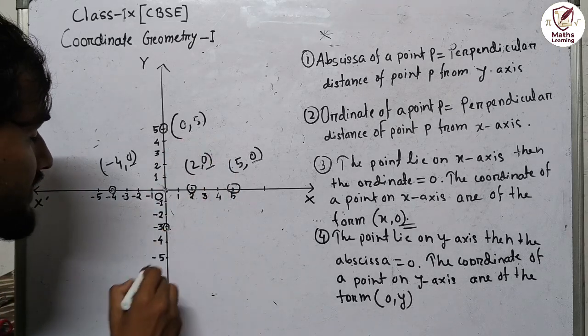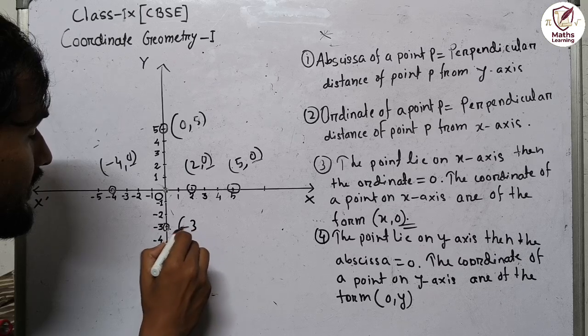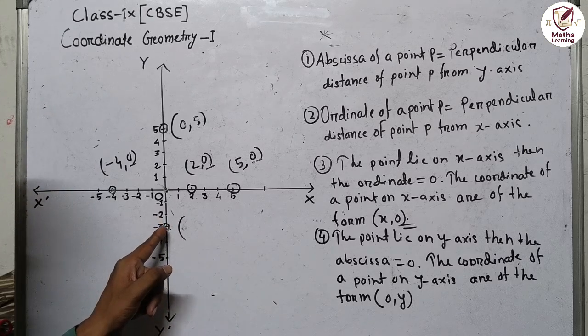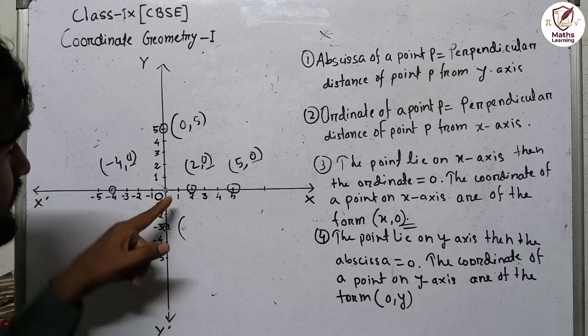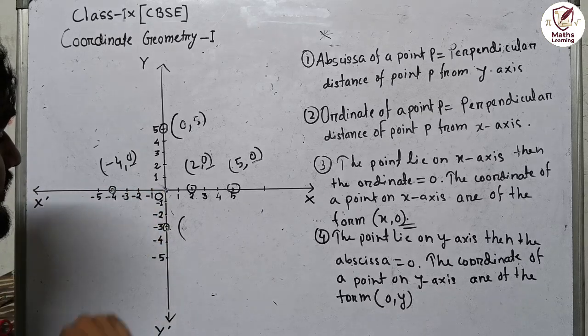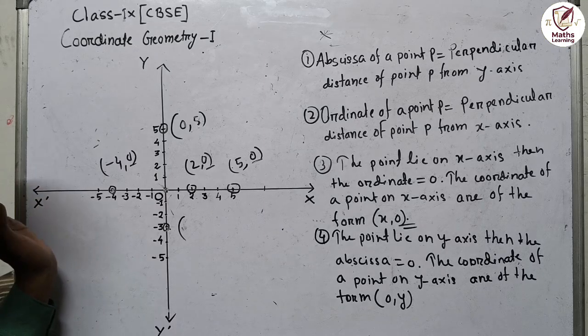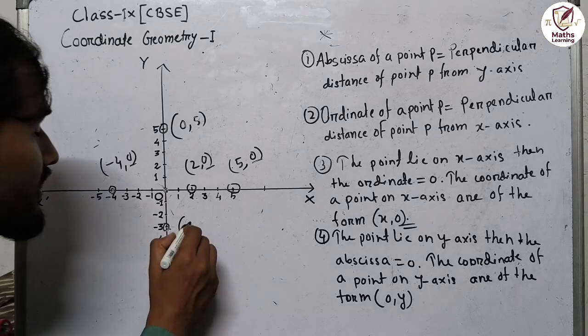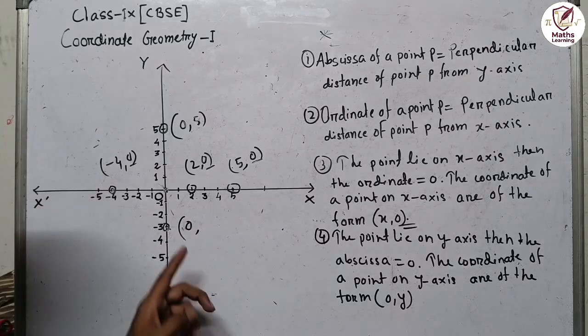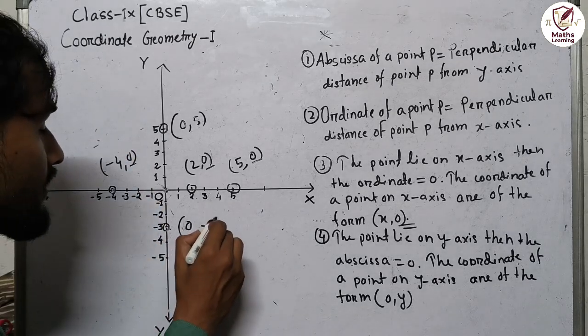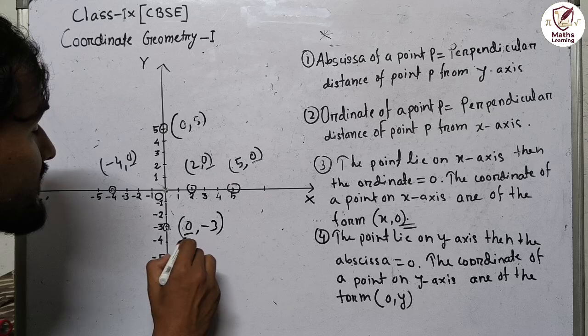We are taking the next example. Suppose, if we have to reach this point, what to do? We have to start from the origin. We can't go to the right side of the x-axis, we can't go to the left side of the x-axis. That's why it will be 0. The x coordinate will be 0. We have to go down. It will be 3.